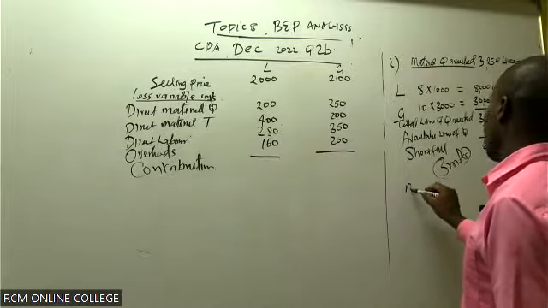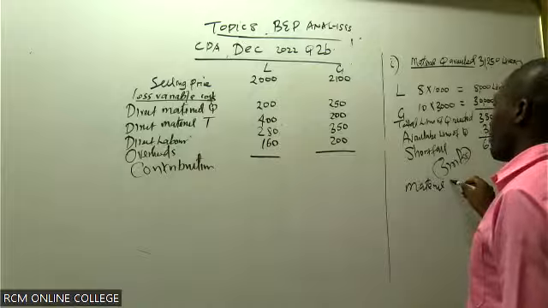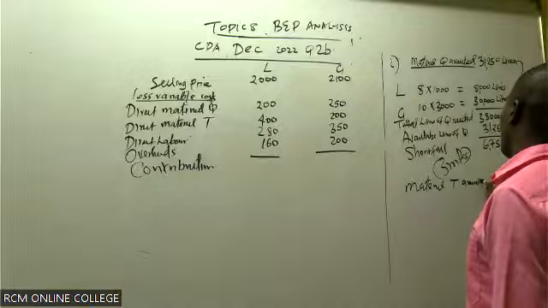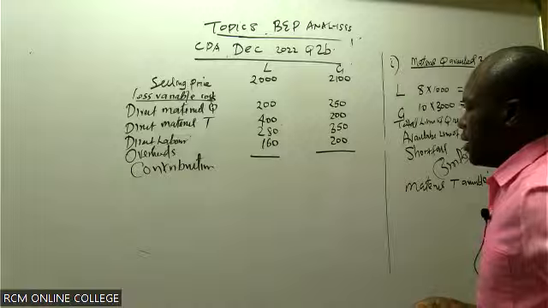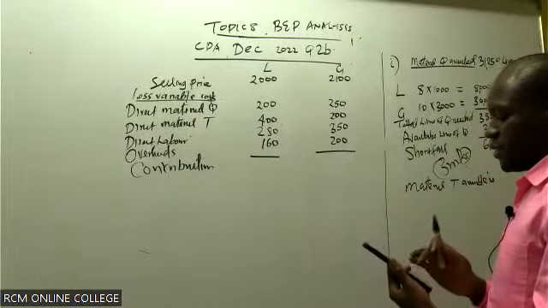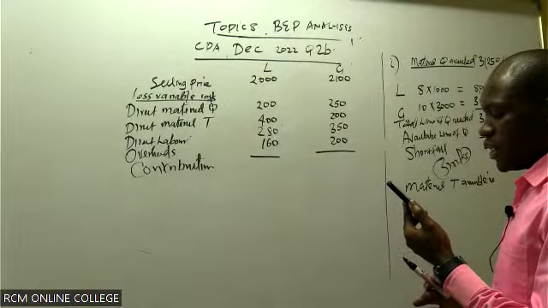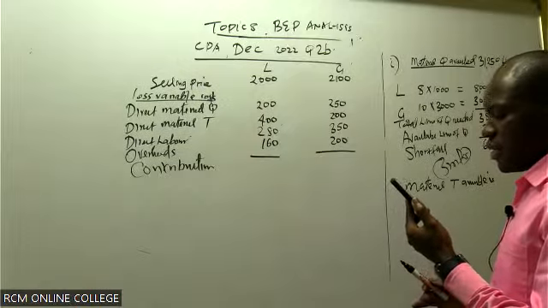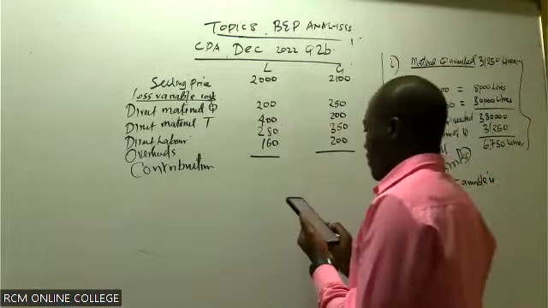Then they come here and tell you material T available. Just look at it, material T available is, so is material T given in liters or in kgs? Let's see. Material T is given in liters as well. So I want somebody to take this one here.